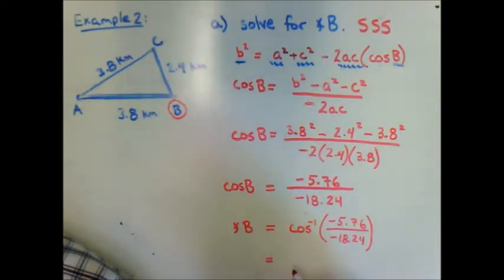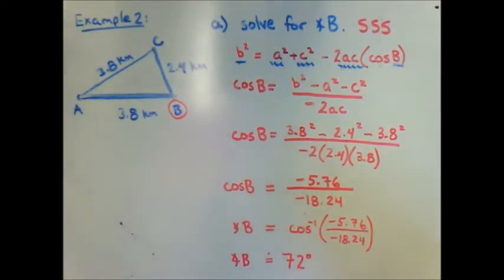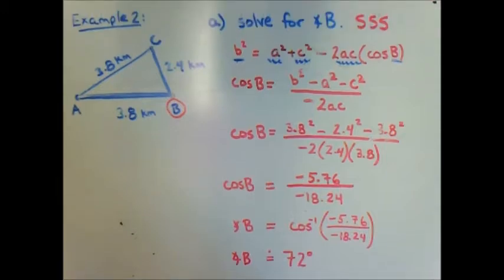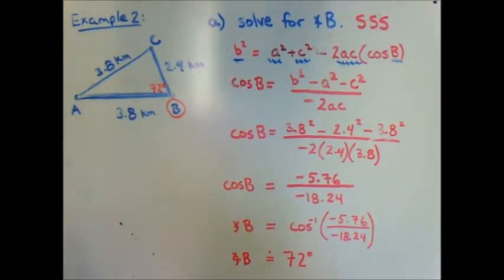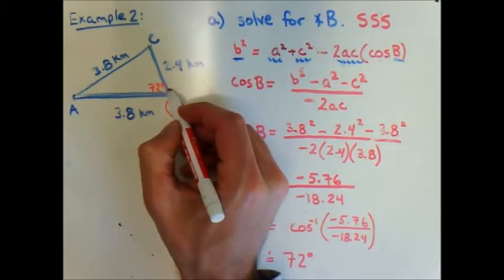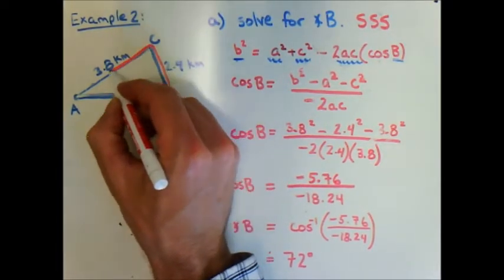you will come out with a measure for angle B of approximately 72 degrees, and that's rounded to the nearest degree. So the angle between the first leg and the second leg, which is called angle B, is approximately 72 degrees. Well, now we know this information. We've got 72 degrees here. We need to solve for, in B, the angle between the second leg and the third leg.